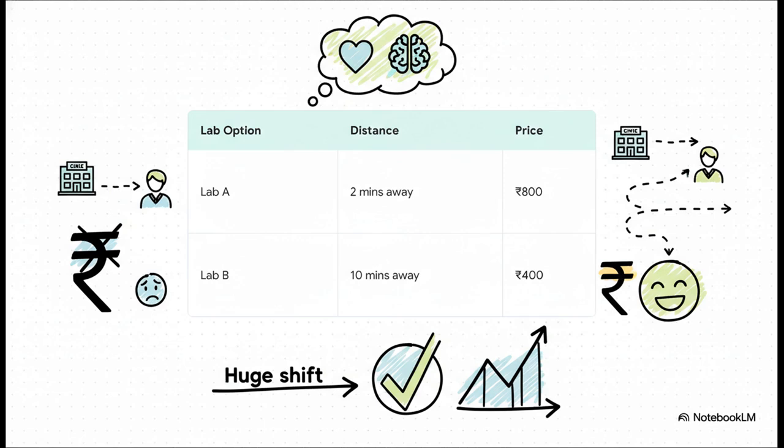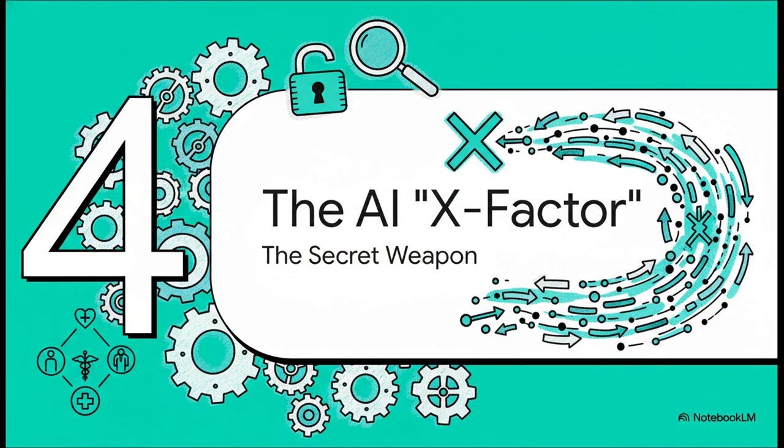Look at this. Lab A is super close, only 2 minutes away, but it costs 800 rupees. Lab B is a little further, maybe an extra 8-minute walk, but it's half the price, only 400. For the very first time, you can make a smart financial decision about your own healthcare. That is a massive change. But you know, saving money is only half the battle.